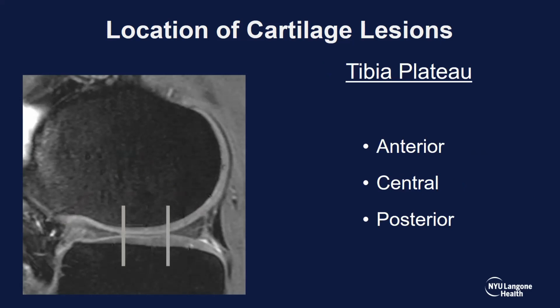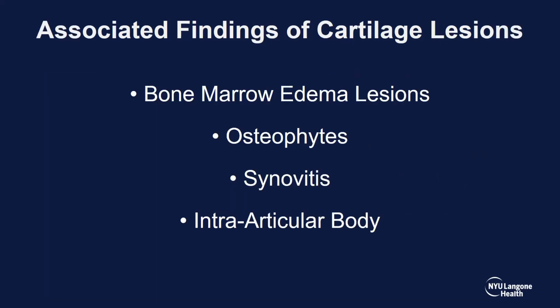For the tibial plateau, I divide the articular surface into anterior, central, and posterior subregions. Now, in addition to describing the type, depth, and location of the cartilage lesion in my dictated reports, I also describe associated findings of cartilage lesions, including bone marrow edema lesions, osteophytes, synovitis, and intra-articular bodies.